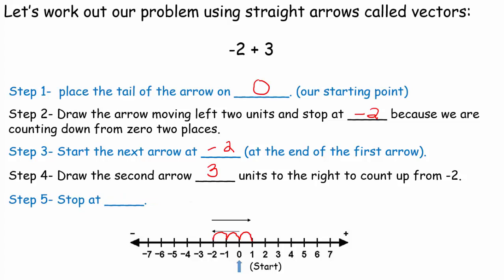Step 5, you're going to stop at the number 1, and that's actually our answer. So -2 plus 3 will equal 1, and I'm going to put that right up here. It equals 1.